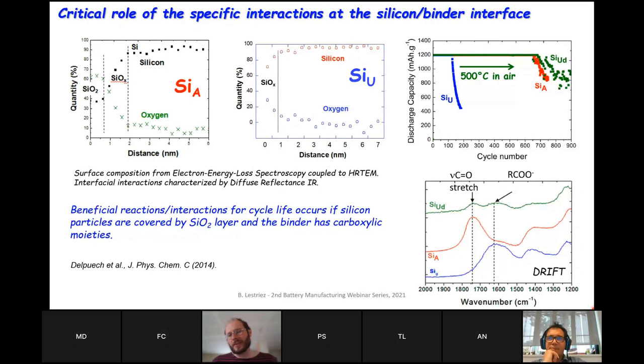the plot on the bottom of the slide is the result of a diffuse reflectance infrared spectroscopy, which is very sensitive to interfaces and allows us to probe the interactions between the binder and the surface of the silicon particles. You see that there is clearly a very different pattern of interactions, with this carbonyl peak at 1750, which we attribute to the ester covalent bonds between the silicon and the binder, being much more intense for the two silicon that are showing a good cyclability. So this really highlights the importance of the interactions between the binder and the surface of silicon.